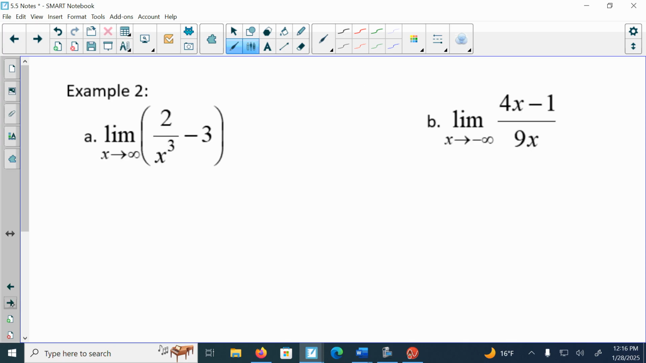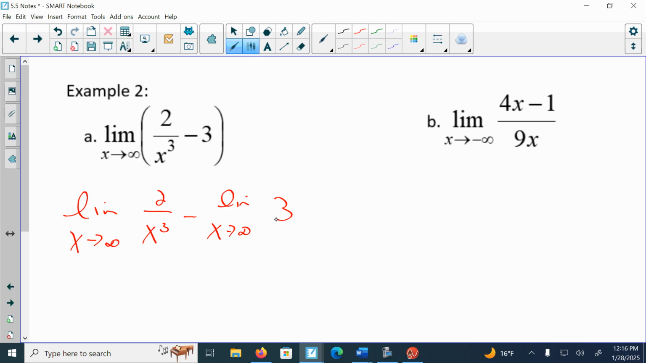So example 2, I'm trying to find the limit as x approaches infinity. Remember, when we talk about limits, we can separate them section by section. So when I do this, I'm going to think of this as the limit as x approaches infinity of 2 over x to the third minus the limit as x approaches infinity of just 3.